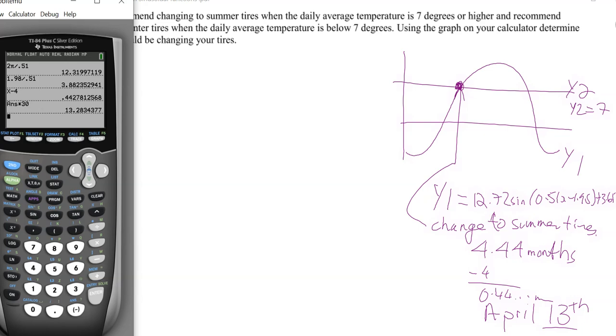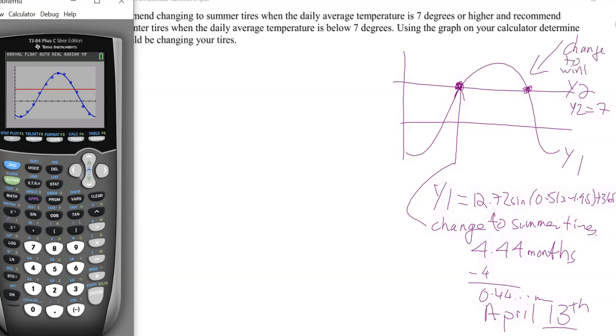And when does the model say, oops, I don't want the table, but I got the table. What does the model say? So when we hit here, this is when we will change to our winter tires, because at that point the temperature is going to be back at 7 degrees Celsius, and we know from then on it's going to be below 7 average temperature.